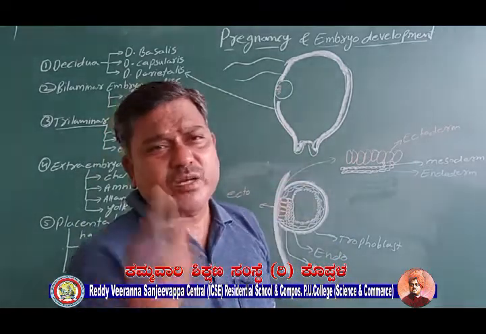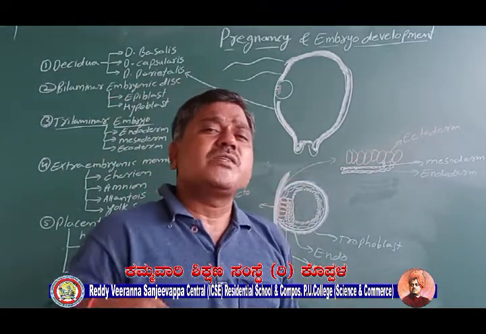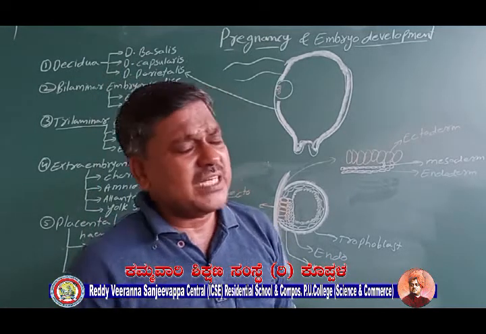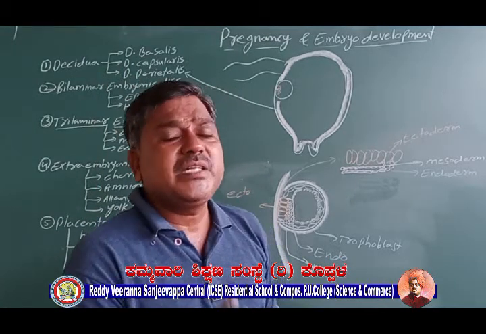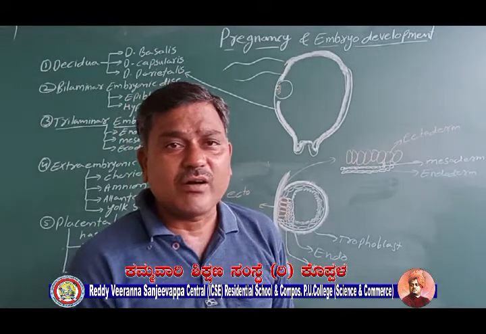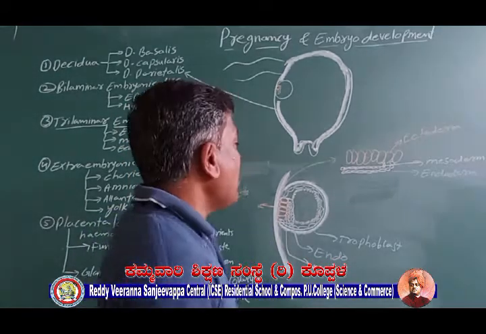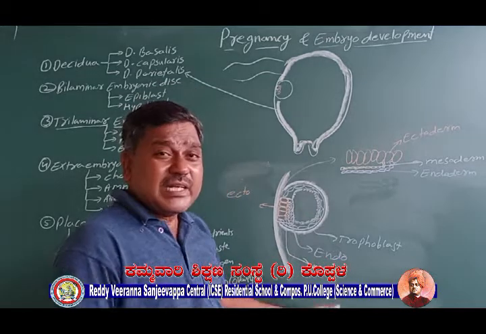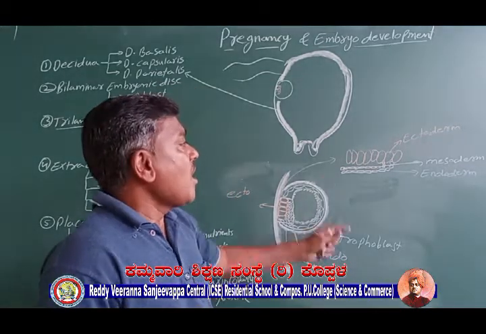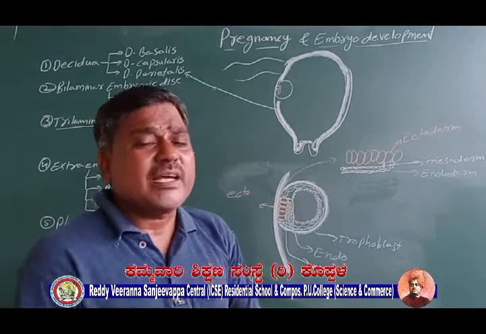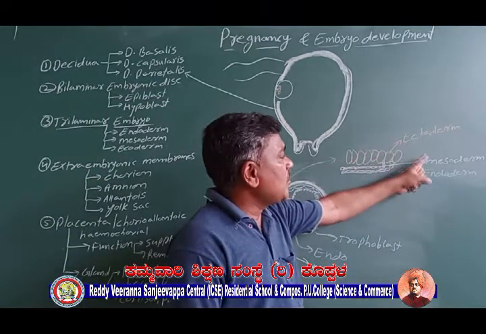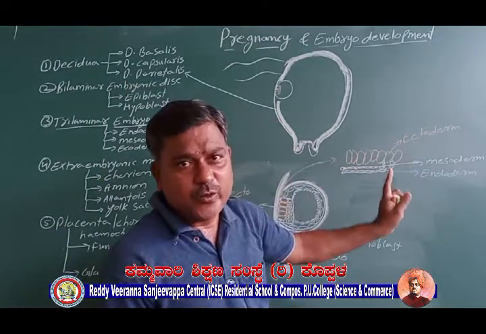Ectoderm gives rise to a number of tissues and organs. Mesoderm gives rise to a number of tissues and organs. And endoderm gives rise to a number of tissues and organs. So afterwards, in the next video, I will clearly show which tissues and organs are formed from ectoderm, mesoderm and endoderm.